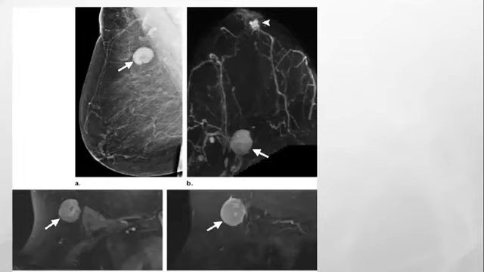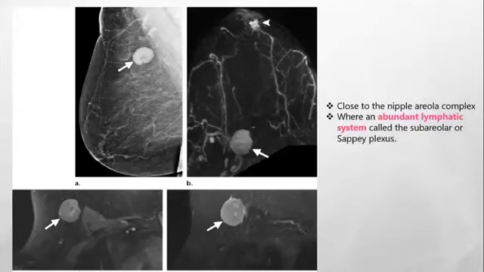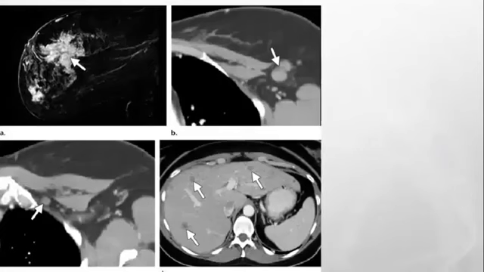What is your explanation for this? Why do very small lesions give these huge axillary lymph nodes? The metastasis is larger than the lesion itself. So it's early metastasized. Why? Look at the location of the lesion. It is in the retroareolar region, close to the nipple areolar complex, where there is an abundant lymphatic system, and so early metastasis.